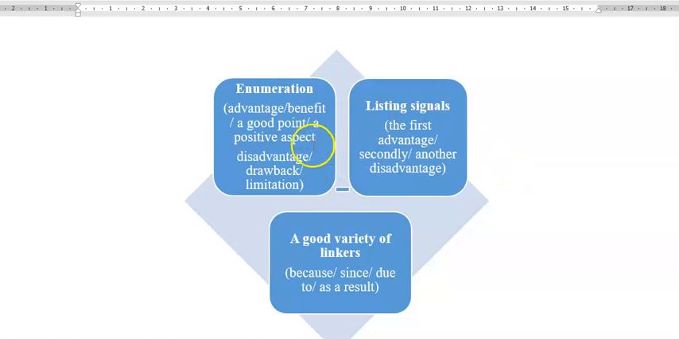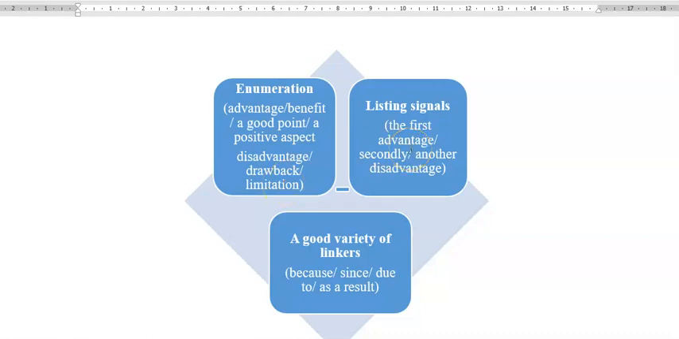So, what are the other things we need to be extra careful in an academic paragraph are here in this figure. Firstly, enumeration. We need to include enumeration in our paragraph. In our case, in an advantage paragraph, possible enumerators are advantage, benefit, a good point, or a positive aspect. In a disadvantage paragraph, however, possible enumerators can be disadvantage, drawback, limitation, or a negative aspect.